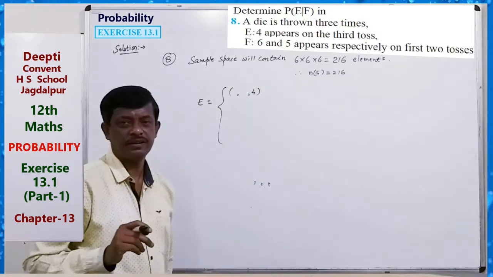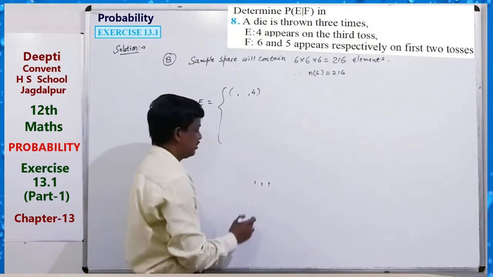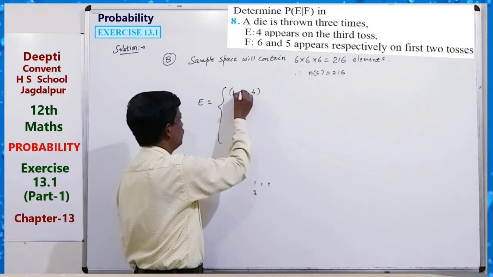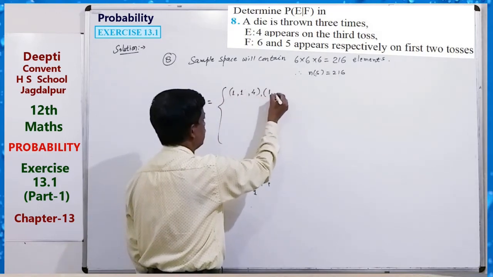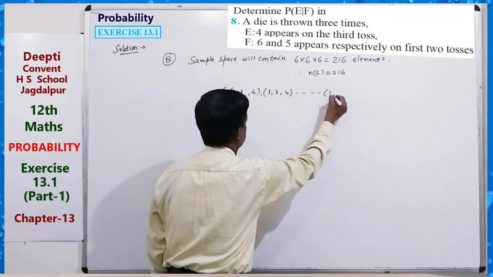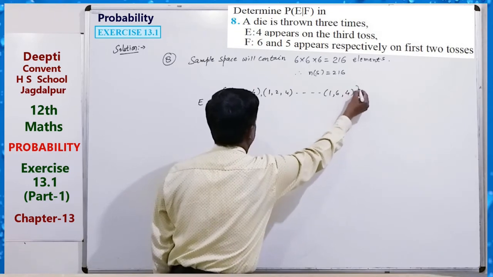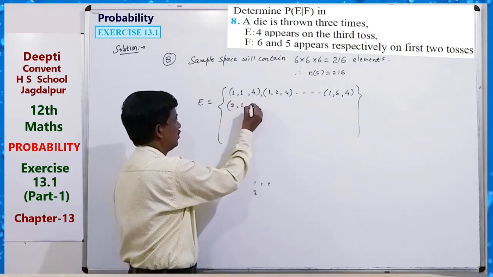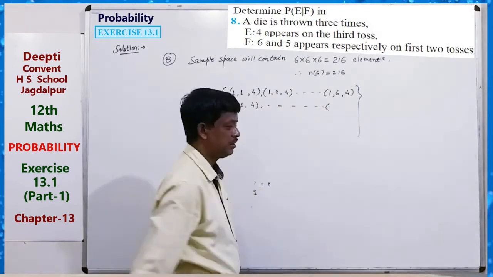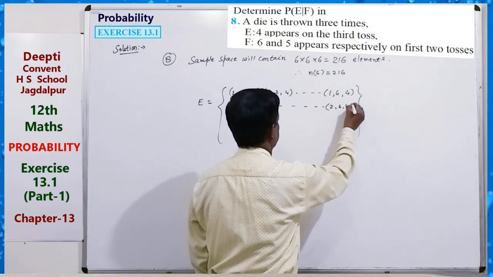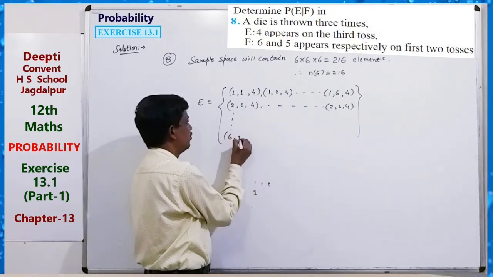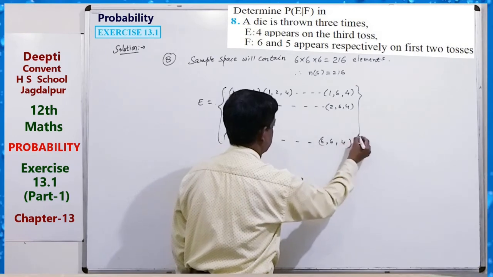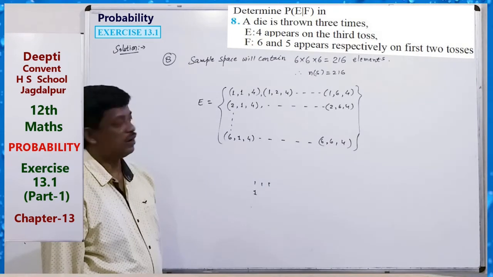Okay. So we can write first 1, then second 1, 2, 3, 4, 5, 6. 1, 1, 4, then 1, 2, 4, and then 1, 6, 4. Just like this. First 2, 1, 4, and so on. 2, 6, 4. You can write like this. Here 6, 1, 4, up to 6, 6, 4. This type of element will be there. So how many elements will be there?